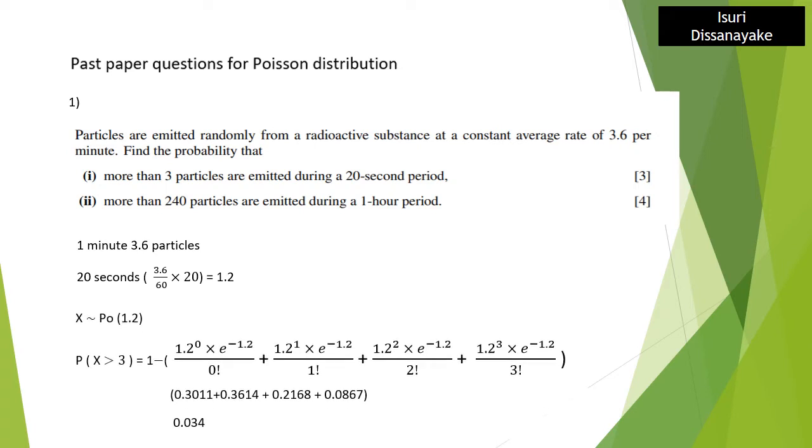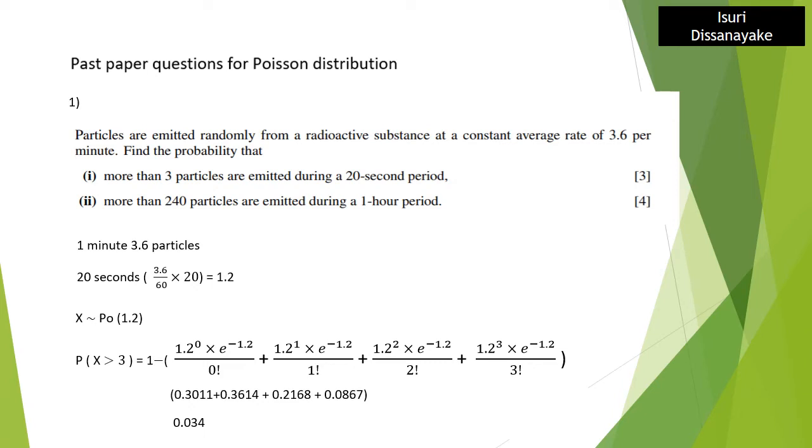So I can write the information as X is Poisson distributed with lambda 1.2. And the question is the probability of X greater than 3. More than 3 particles means X greater than 3. So it should start with 4 because it is greater than 3. 3 is not there, that means you have to begin with 4, then 5, 6 and so on. So you don't know what is the end X value for you to find the probability.